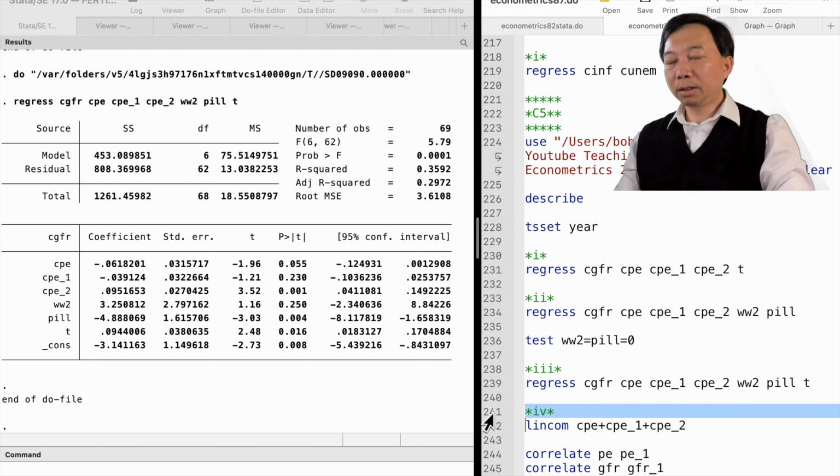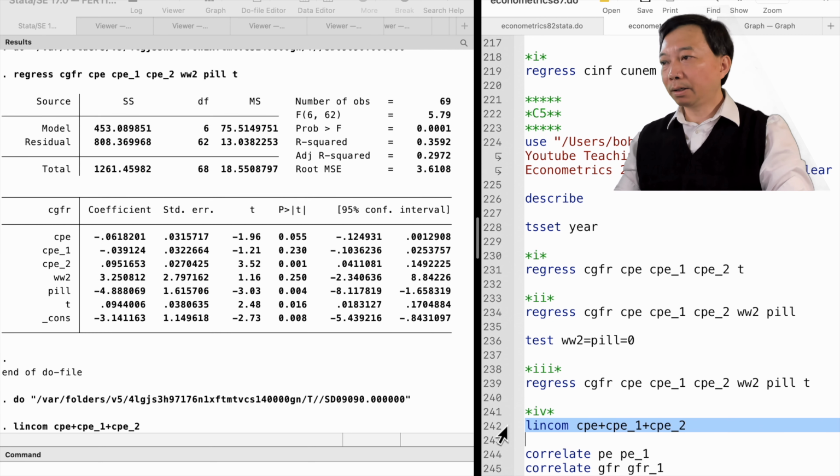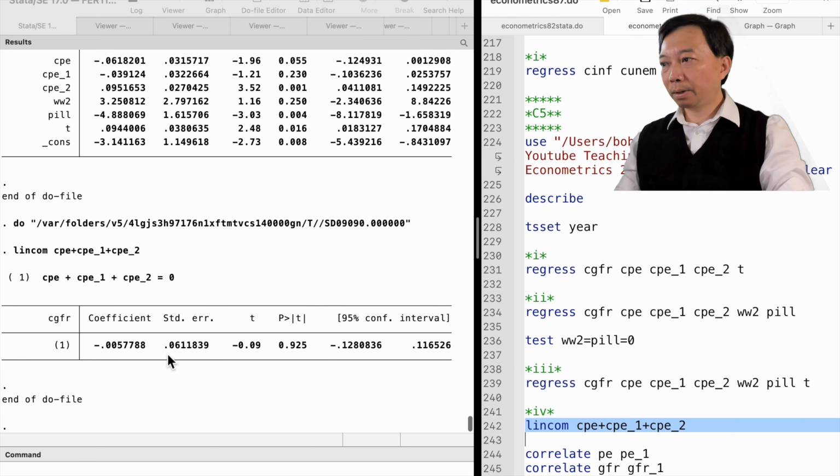We use the lincom command to compute the long-run propensity. It is minus 0.006, and it is statistically insignificant at any conventional level. The long-run propensity is statistically and practically zero.